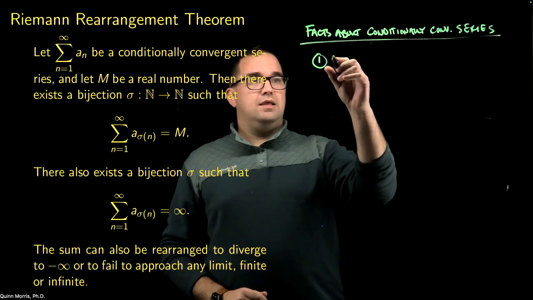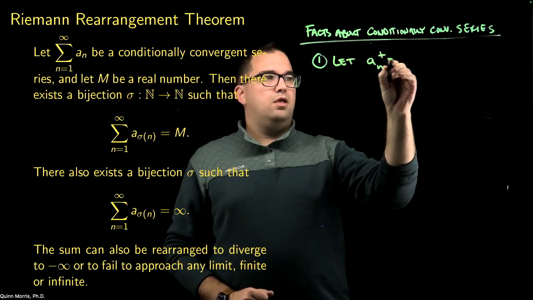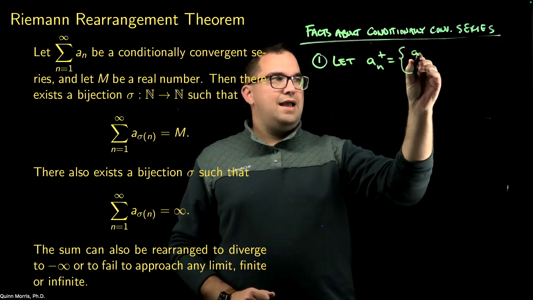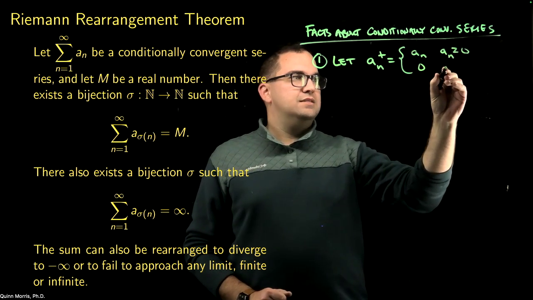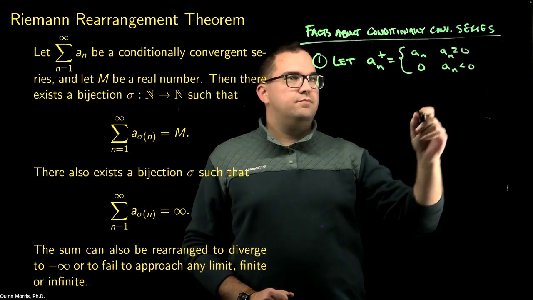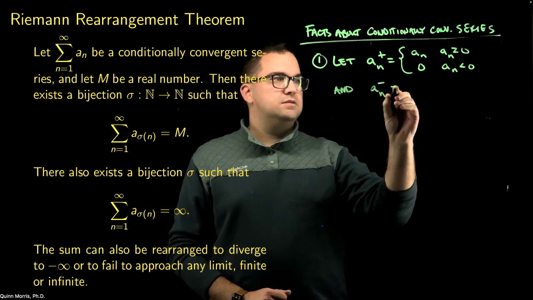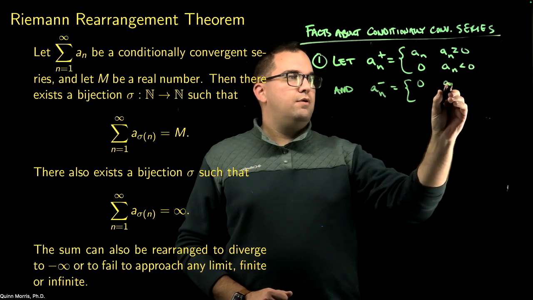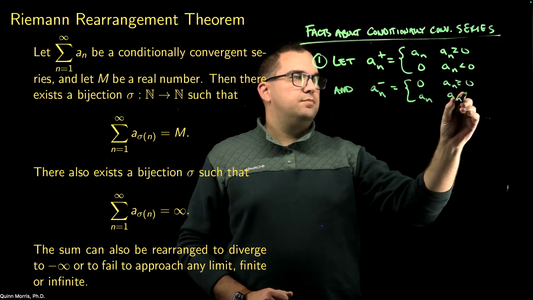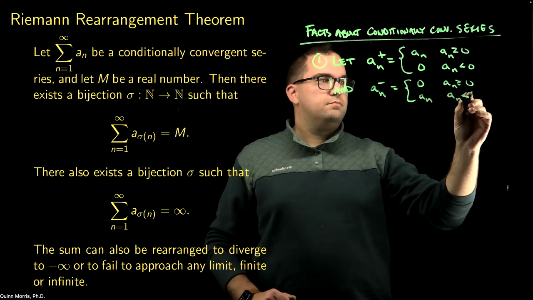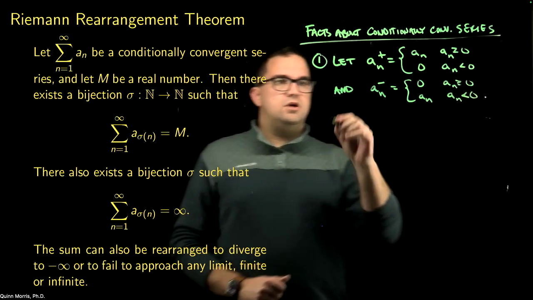Okay, so let's start. I'm going to define a sub n plus. That's going to be a sub n if a sub n is greater than or equal to 0, and 0 if a sub n is negative. And I'm similarly going to define a sub n minus to be 0 if a sub n is greater than or equal to 0, and a sub n if a sub n is negative.